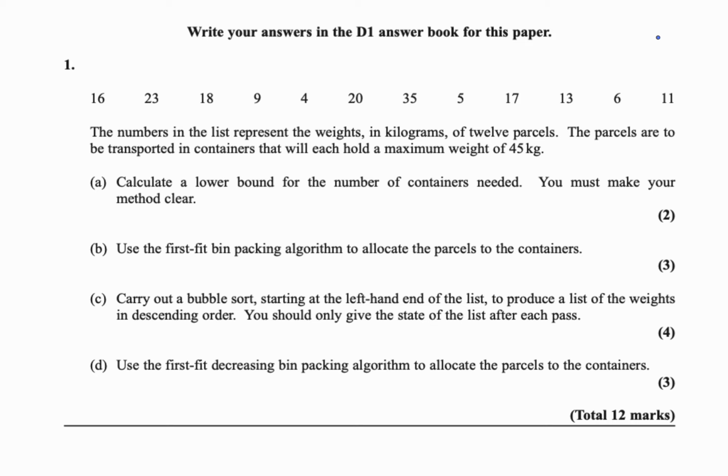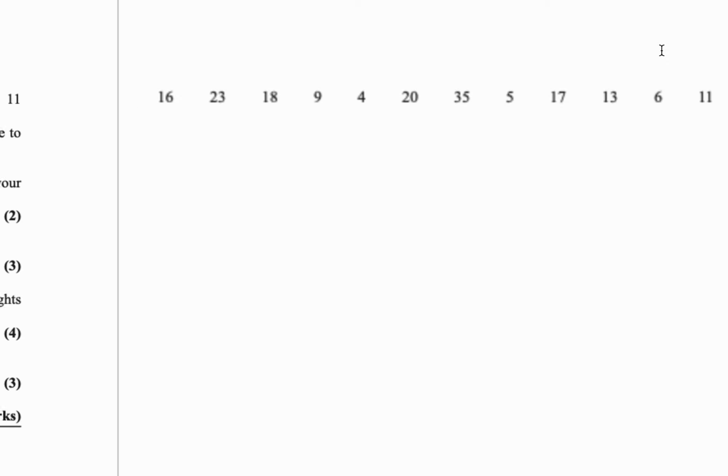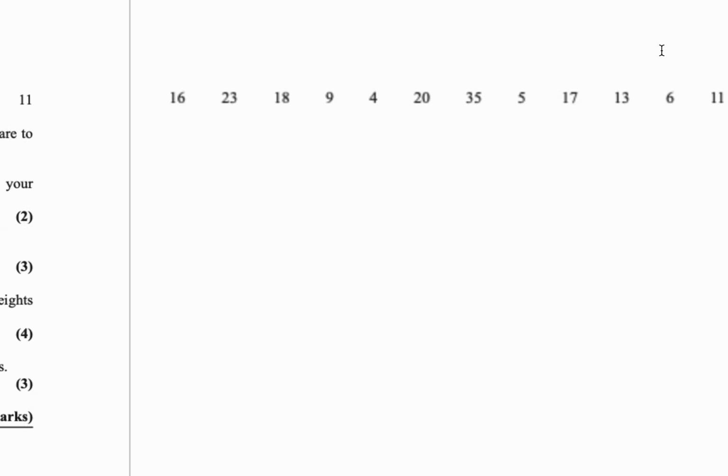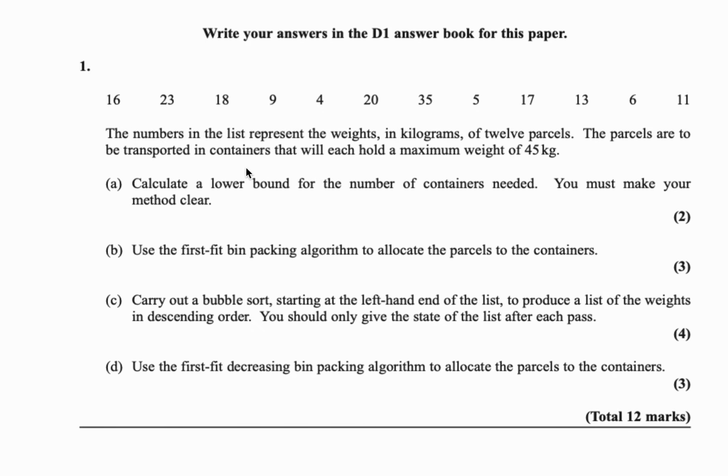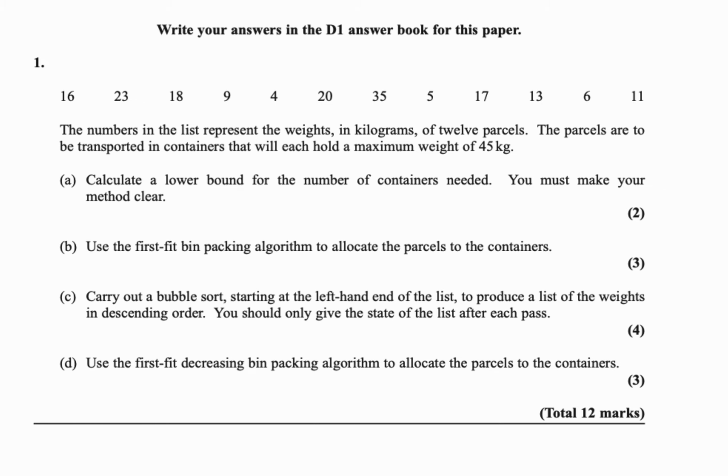Write your answers in the D1 answer book. So I've put part of the answer book to the right here, so you will be able to see how we write out the answers and the questions. First thing, calculate the lower bound. So to find the lower bound, we first have to find the sum of all of the values, and if you add them all together, you get 177.